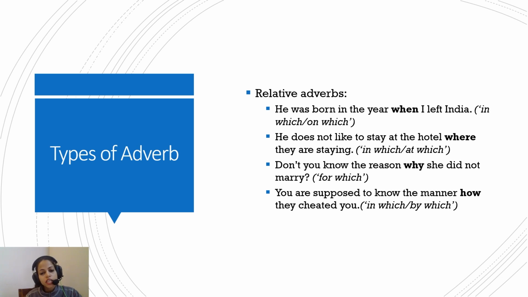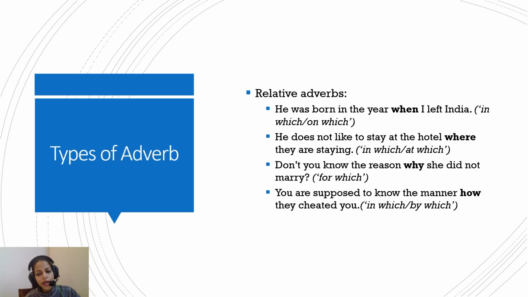Similarly, in the statement, he does not like to stay at the hotel where they are staying. So there are two clauses. One thing is that he does not like to stay in that hotel, and the second thing is they are staying. So these two parts are being joined by the adverb where. So at which, in which, or where.